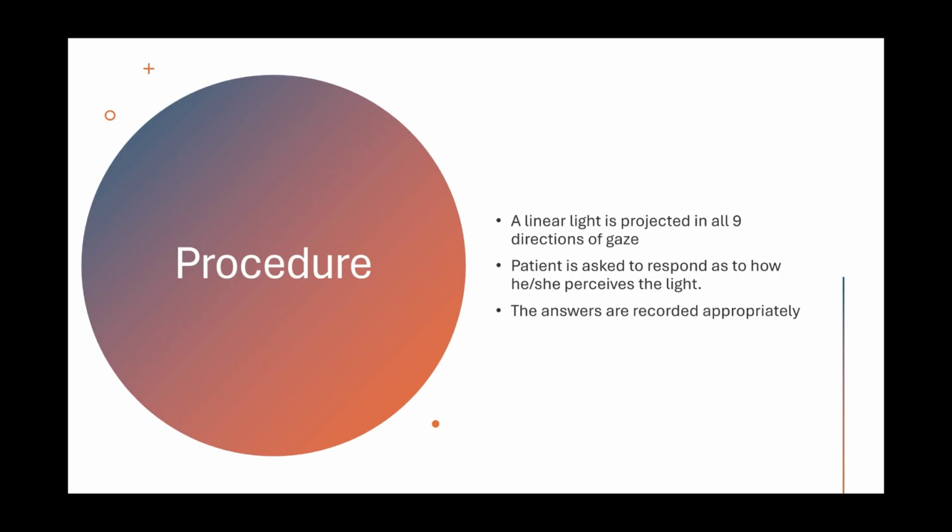So, how is it done? A linear light is projected in all 9 directions of gaze. The patient is asked to respond as to how he or she perceives the light. The answers are recorded appropriately.